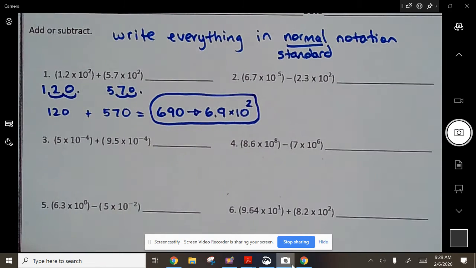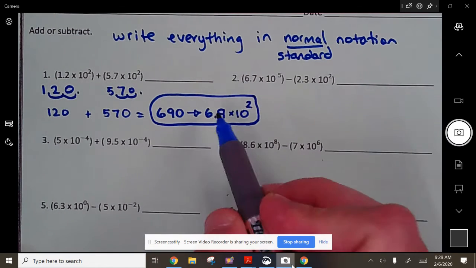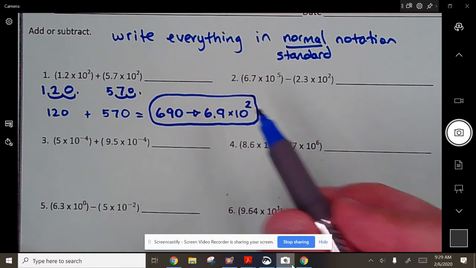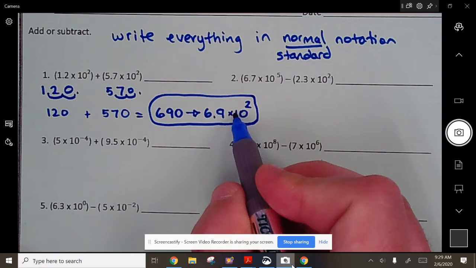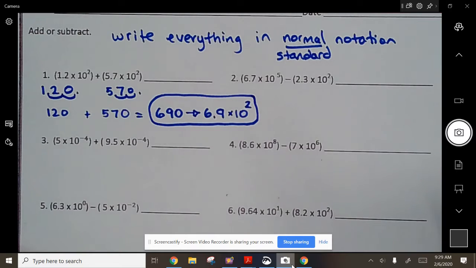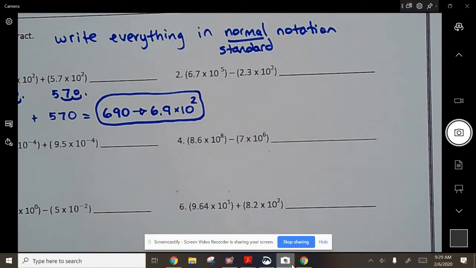All right. If it was an answer, if it was A, B, C, or D, and you didn't see this, but you saw this, you would pick that. But if you didn't see this, but you saw this answer, you would pick that one. Okay. All right. Number 2.